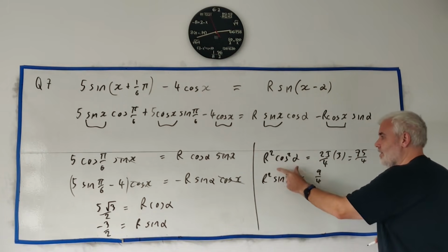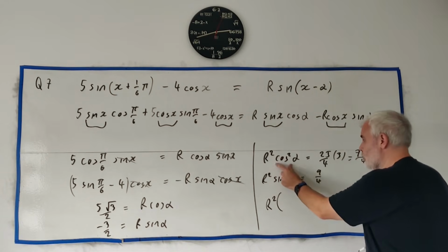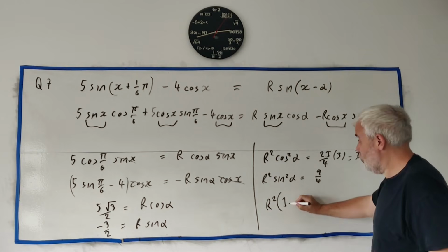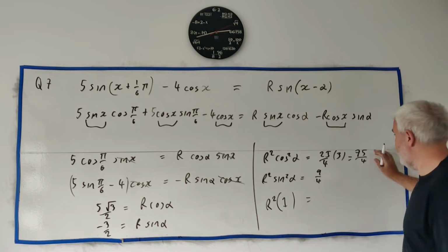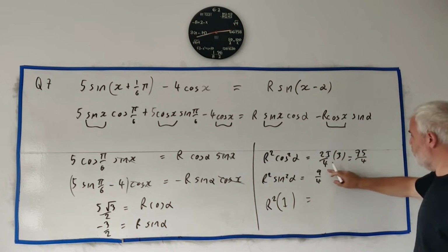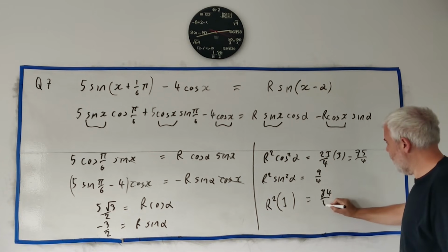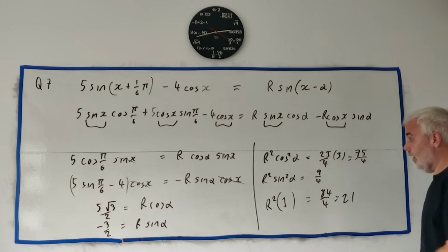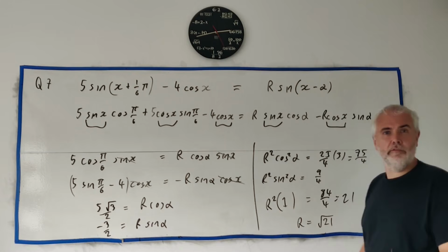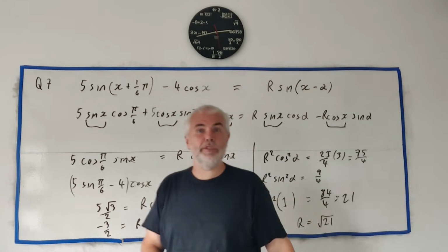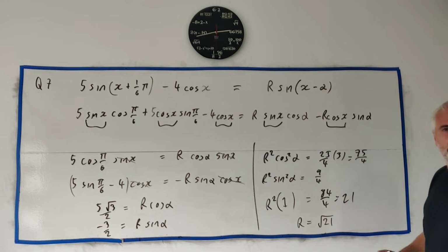Remember what happens when we add these together? Well, the R squared will be common, and if we add cosine squared plus sine squared of something, that's just 1. And if we add these together, we have 75 plus 9 is 84. 84 over 4, which is 21. That's R squared, so R is equal to the square root of 21. They told us R was bigger than 0. Yes, okay. So not plus or minus. We would have got plus or minus there, but R is bigger than 0.